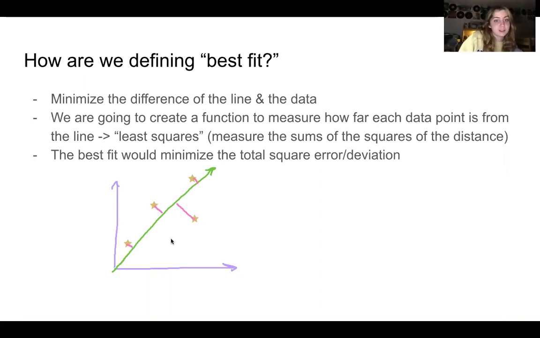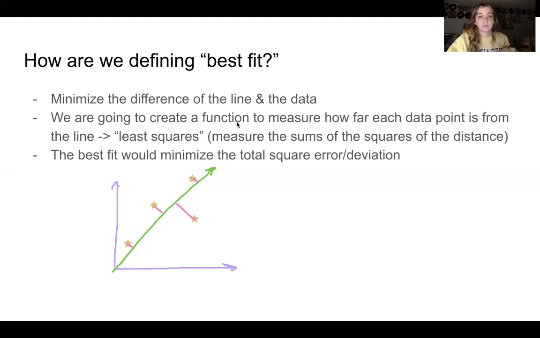We want to make that as small as possible, and that will determine how good the line fits. So we're going to create a function to measure how far each data point is from the line, and that's where the idea of least squares comes in, because we're going to measure the sum of the squares of these pink lines. The line of best fit is going to minimize the total squared error, or deviation, whatever you want to call it.